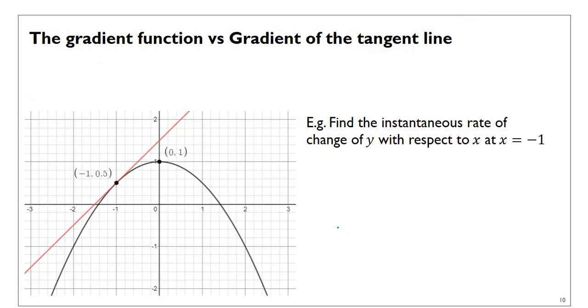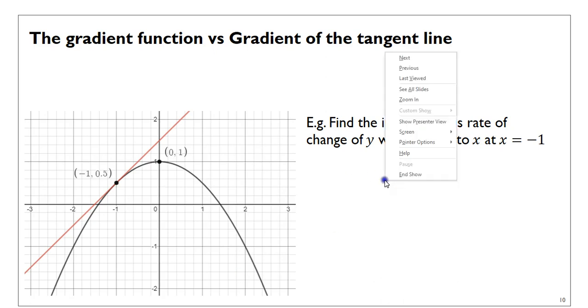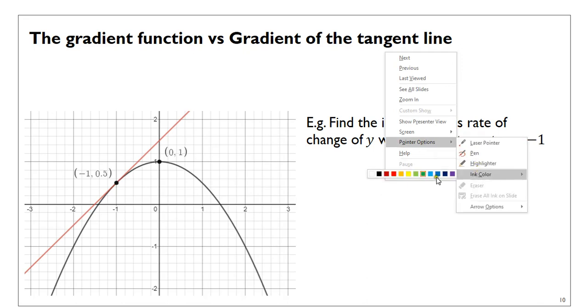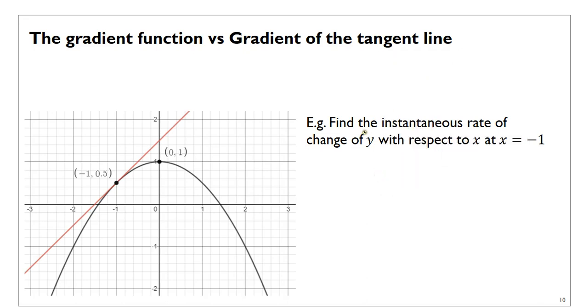So let's talk about the difference. Is there any difference between the gradient function, the gradient of the tangent line, and the instantaneous rate of change? Let's go back to this example. If I say find the instantaneous rate of change of y with respect to x at x equal to -1, let's assume for the sake of argument that I give you this: f of x is -½x² + 1, and the gradient function (we'll talk about the term derivative in a bit) is -x.